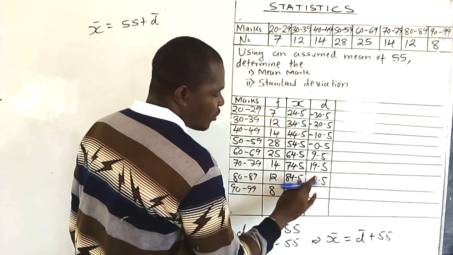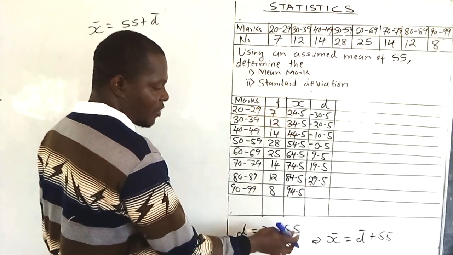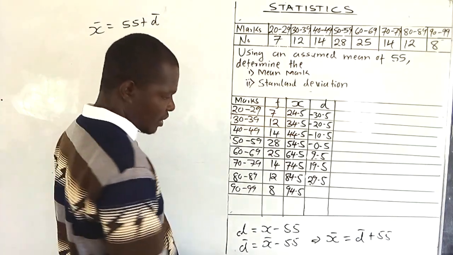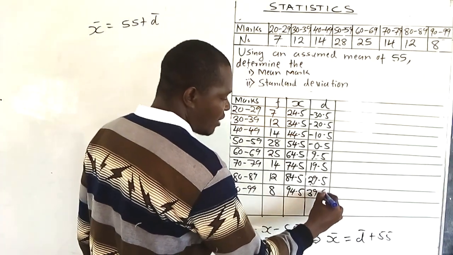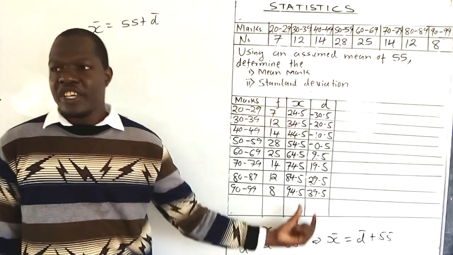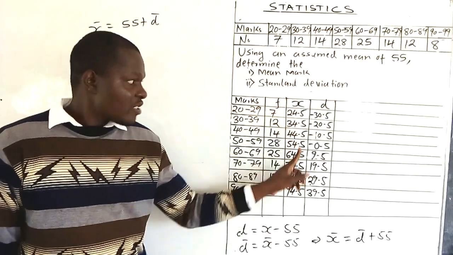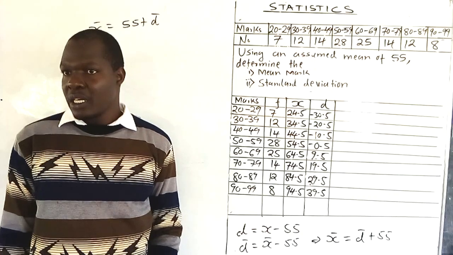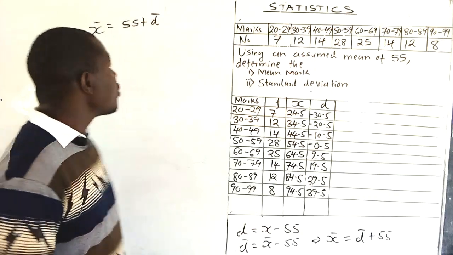39.29. Yes. So you get 29.5. Then 94.5 minus 55 is 39.5. So you found the d's. The d's are there, x minus the assumed mean, isn't it? So after getting the d's, what do we want to get?